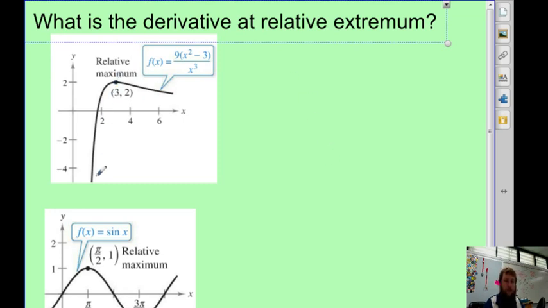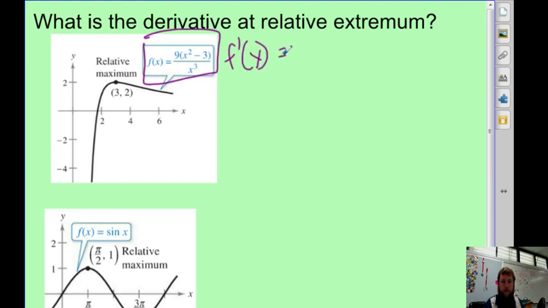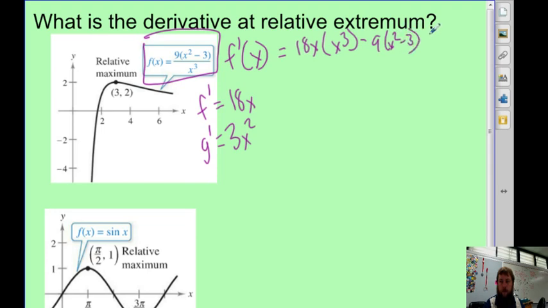Let's look at this graph right here. I have a relative maximum at (3, 2), and it's this function right here. I'm going to find, if my f of x is this, what's the derivative, f prime of x? We're going to use the quotient rule. On the top, f prime is going to be 18x, and g prime is going to be 3x squared. So now the derivative is f prime, 18x, times x cubed, minus 9x squared minus 3 times 3x squared, all over x cubed squared.